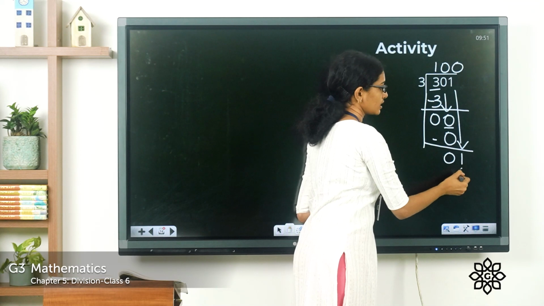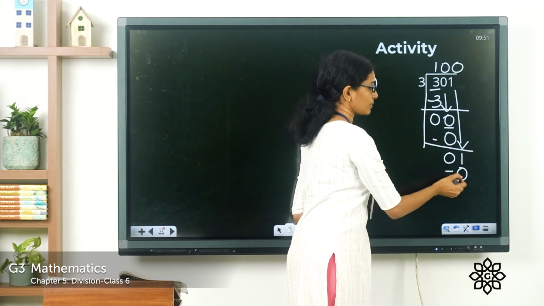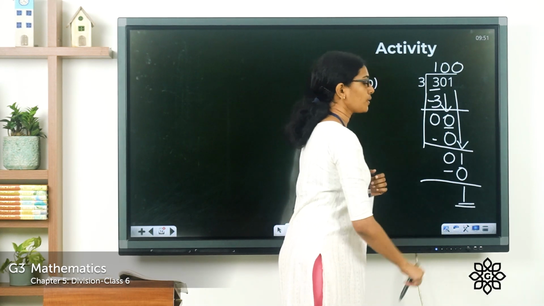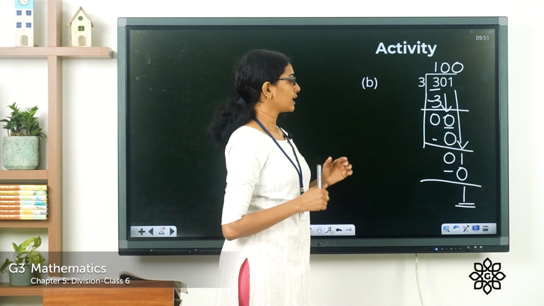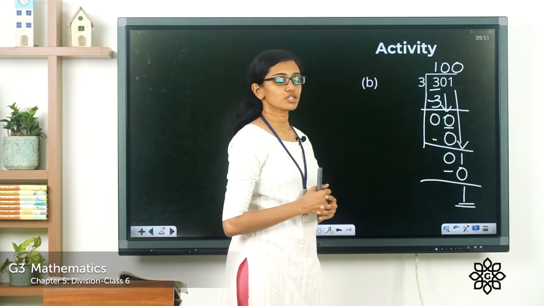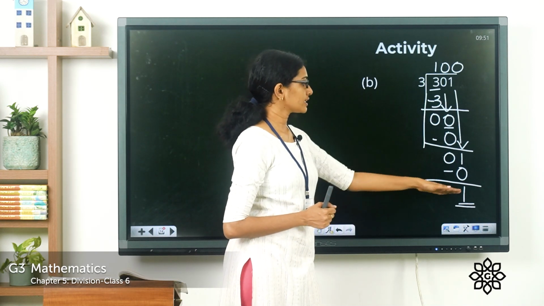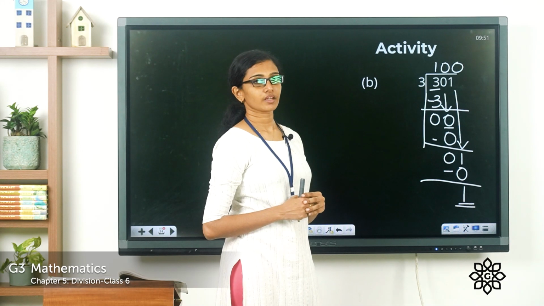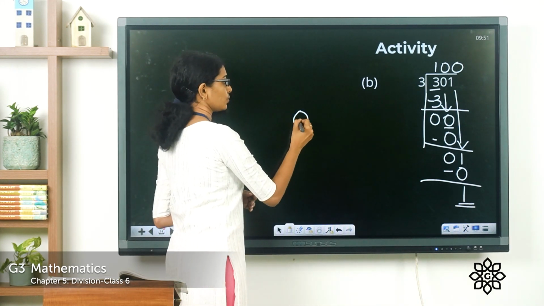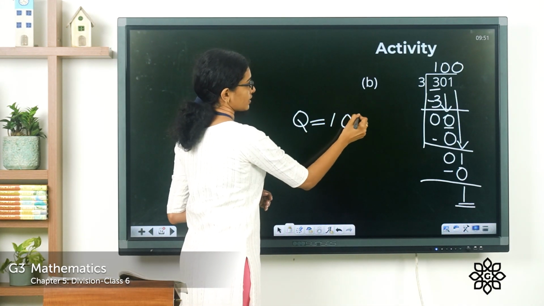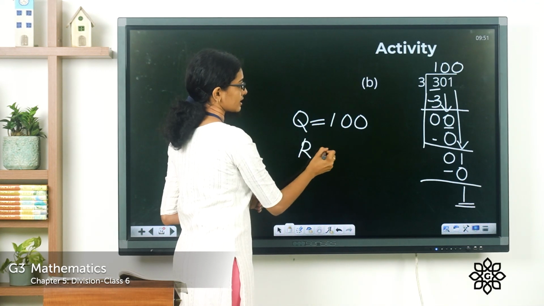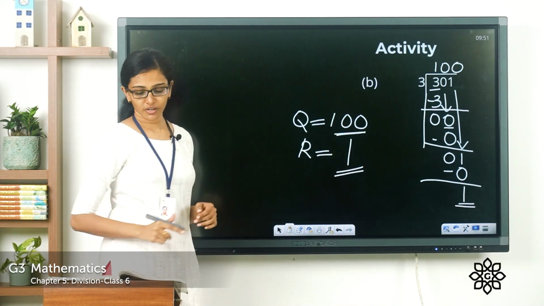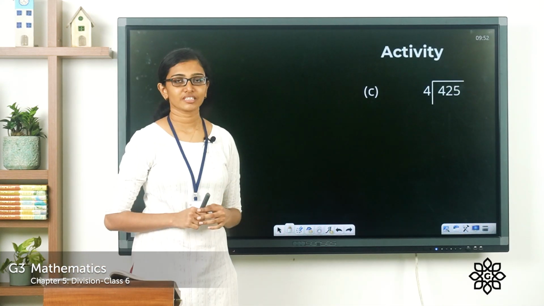3 into 0 is 0 here. Now let's subtract the numbers. 1 minus 0 and that is equal to 1. Now there are no more digits to bring down and we got the remainder 1 and the quotient is equal to 100. So let's write Q is equal to 100 and R is equal to 1. I hope you got the answer correct. Now let's do the third question.